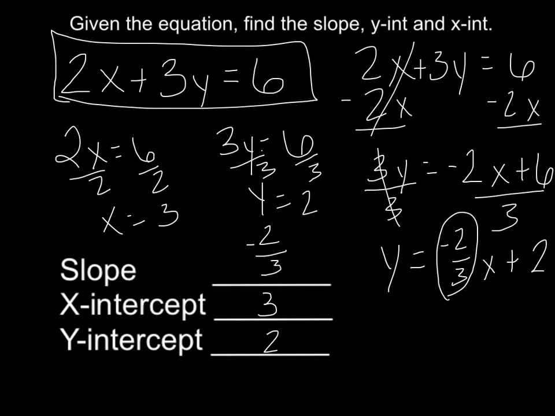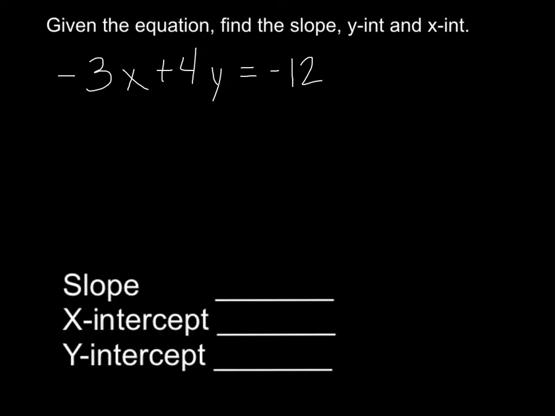Now, what do you notice between that and the intercepts? Well, the y-intercept is on top, the x-intercept is on the bottom. The only difference is that it's negative. So we call this negative y-intercept over x-intercept. That way we don't have to solve it every time. Okay, so let's try it again.